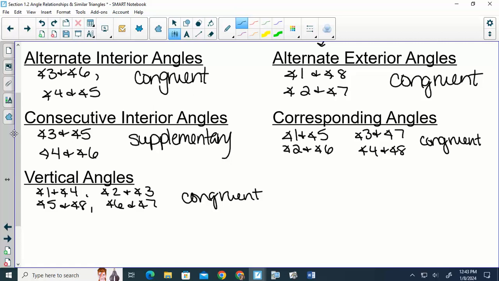Questions? Have you guys all seen these before? Okay. I am not ever going to ask you to label them, so I'm not going to pick two angles and make you tell me that they're alternate interior or anything like that. This is just useful if we are looking for something in a picture. If you remember these things, they can help you identify some measures.